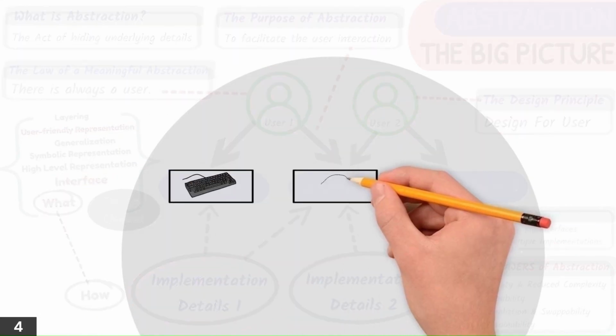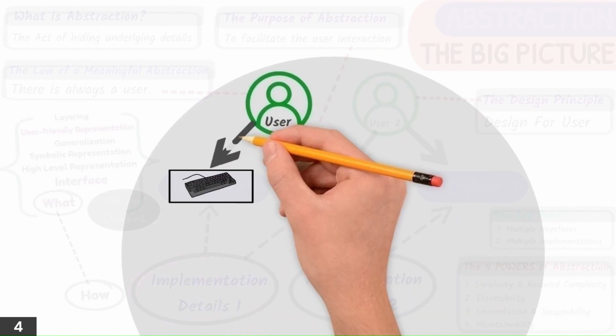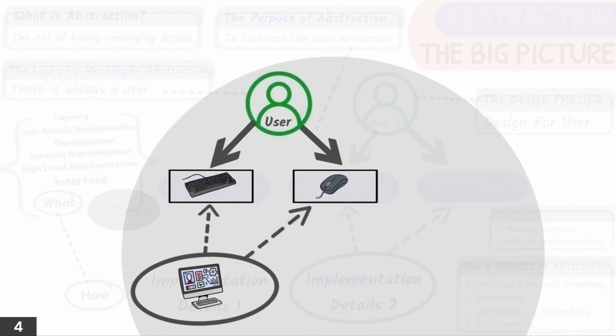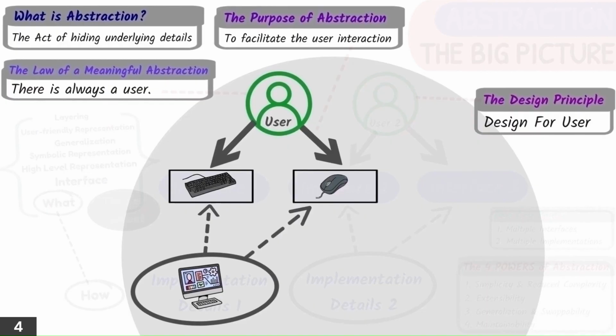What about a keyboard and a mouse? Of course, they are interfaces that hide the underlying details. There are a few things that you will find true for all abstractions. It's the act of hiding underlying details behind an interface. There is always a target user of that abstraction. The purpose is to facilitate the user's interaction, and the abstraction is designed for that user. Check these for any abstraction you come across and you will find them true.